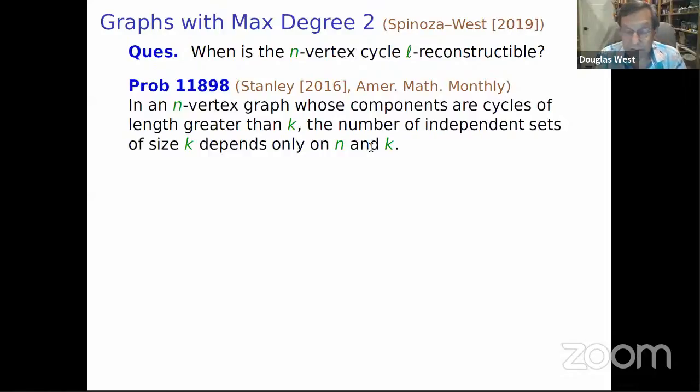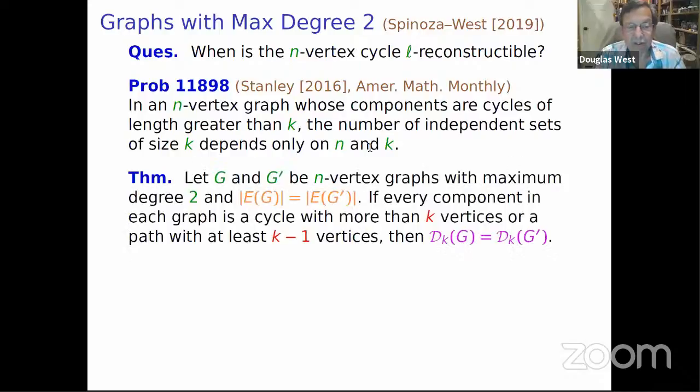Stanley proved this using a generating function argument and wondered about a combinatorial argument. So we found a combinatorial argument, and we were able to generalize it to prove something much more. In fact, we proved this theorem: if we have two n vertex graphs with maximum degree two, rather than saying two regular, just maximum degree two, and the number of edges is the same, which just means that the number of components that are paths is the same in the two graphs, then if every component in each graph is a cycle with more than k vertices, like Stanley was saying, or a path with at least k minus one vertices, then the two graphs have the same k deck.